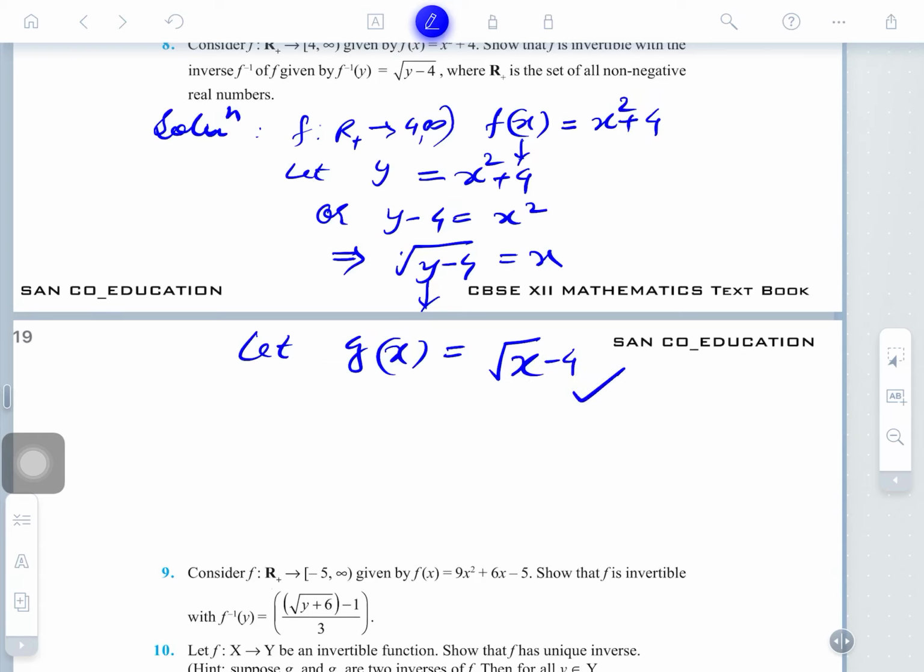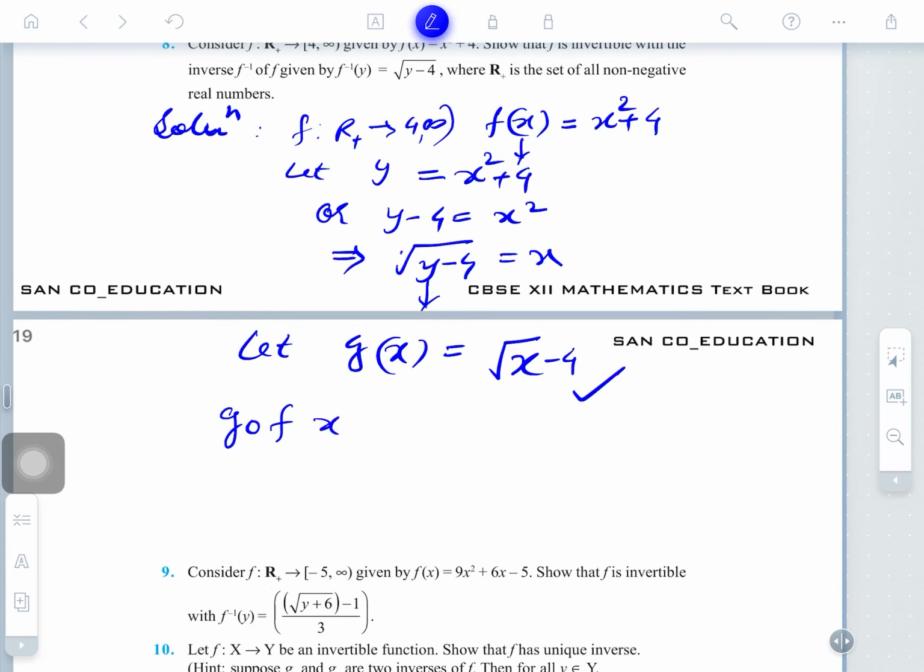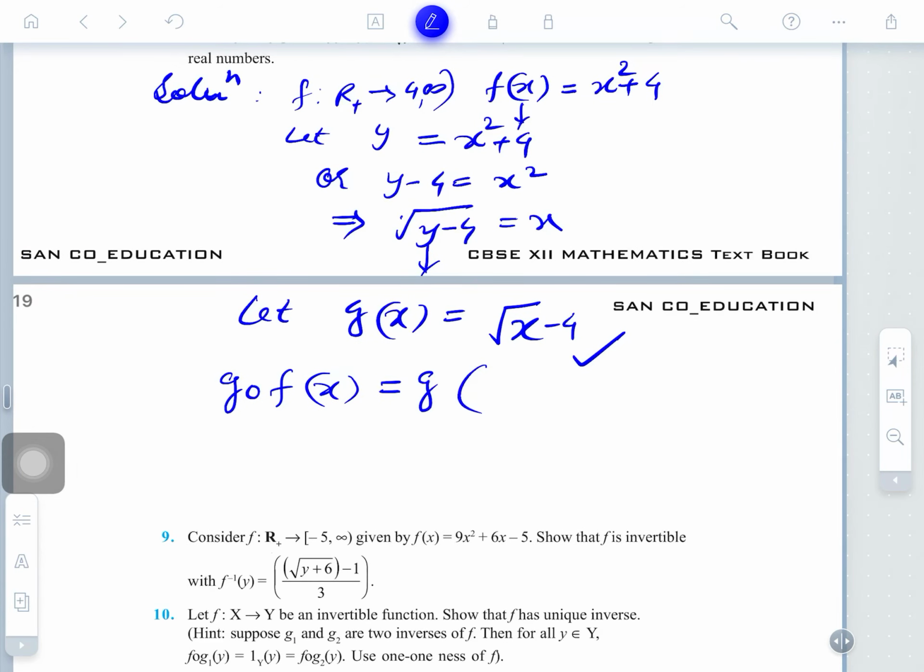Right now this is another function, so we need to bring here the GOF. Therefore, GOF of x, what we are bringing is g of f of x. So what is the f function, and what is the g function? The g function is this before you, so the g function is this.